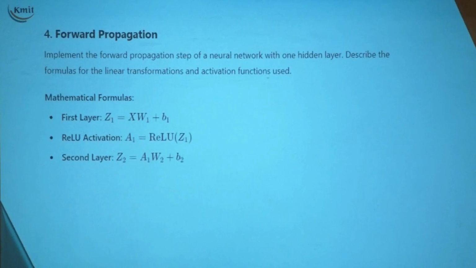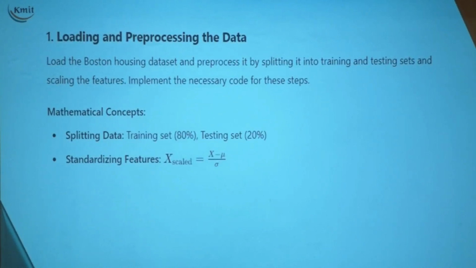Look at this. What do we do first? Load the data and pre-process. Two pre-processings. What are they? Train, test, splitting, standardization. What are the two pre-processing steps, guys? Train, test, splitting and standardization.